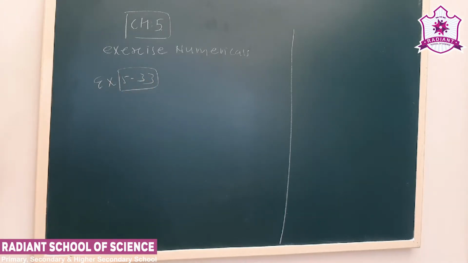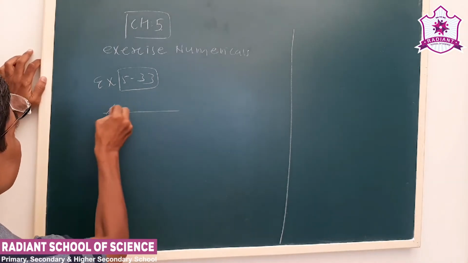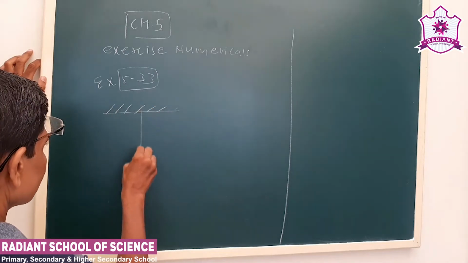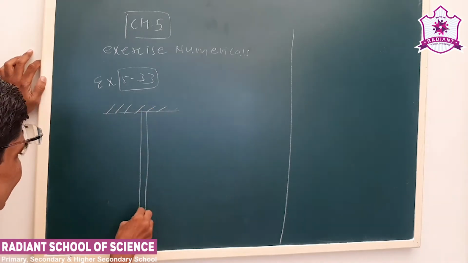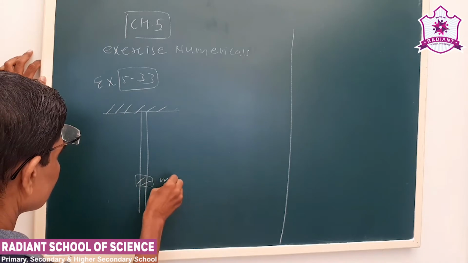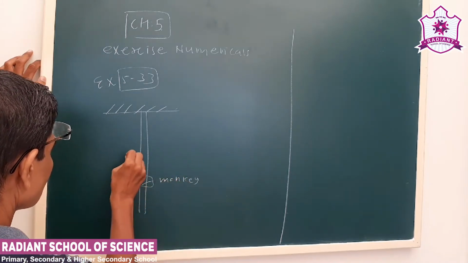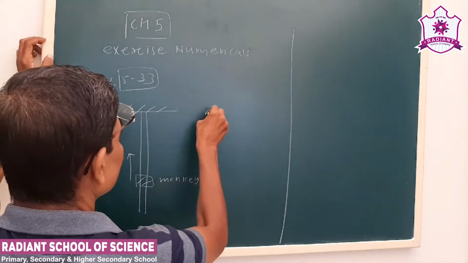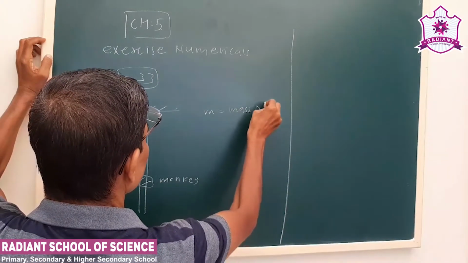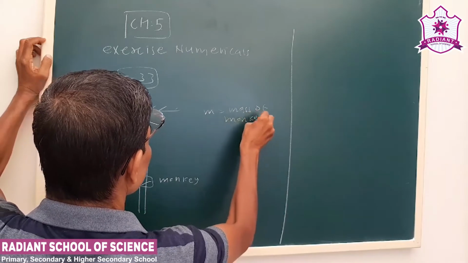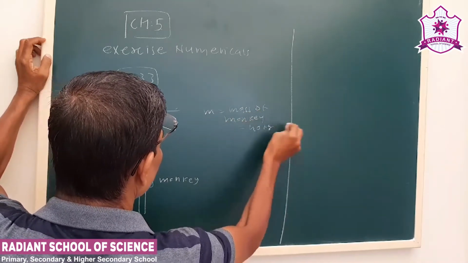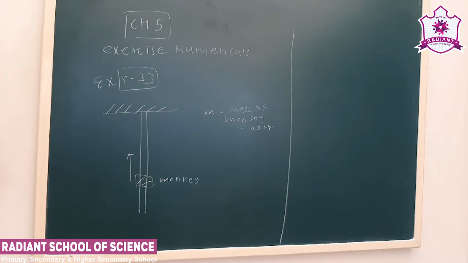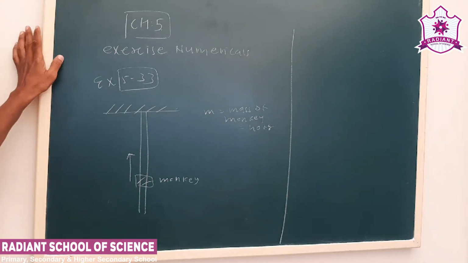Now the question says, let us say a rigid support and a rope is there. A monkey tries to move up. Mass of the monkey is 40 kg.